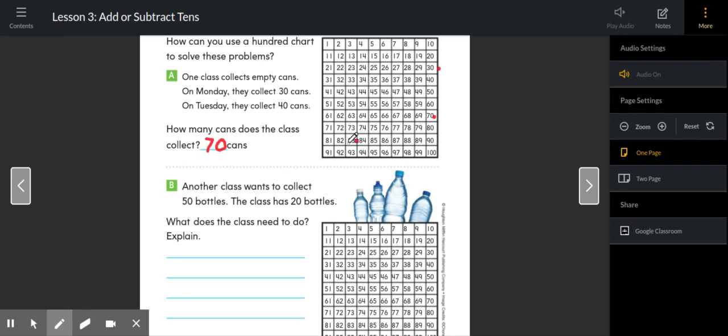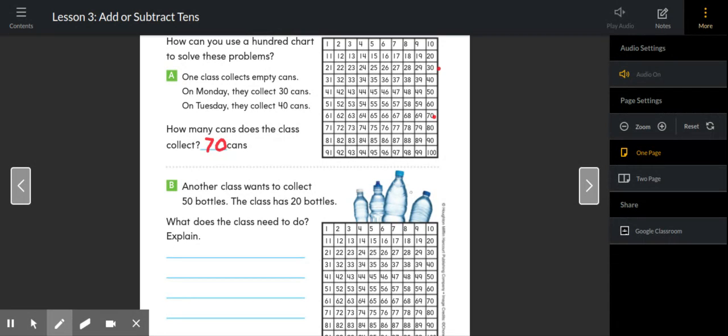So parents and kids, when you're skip counting, the biggest key is not to start counting until you leave the number that you're starting on. So I started at 30. I'm not going to say 10 until I leave that space. So 10, 20, 30, 40. It'll be 70 cans. Let's look at B.